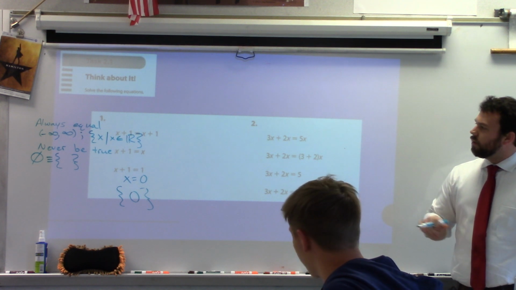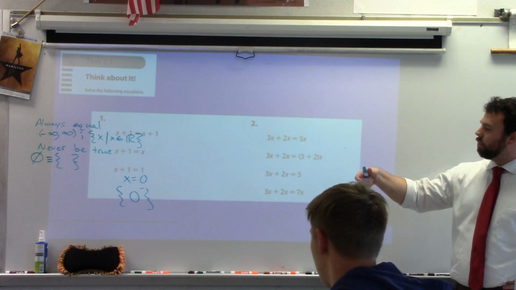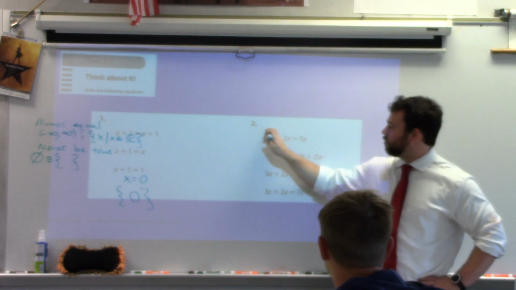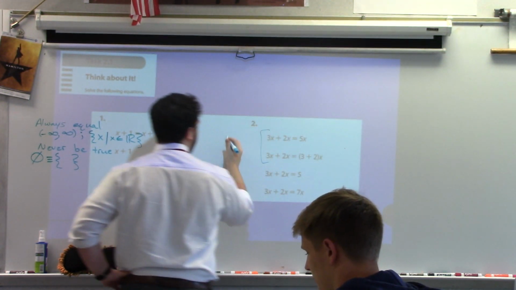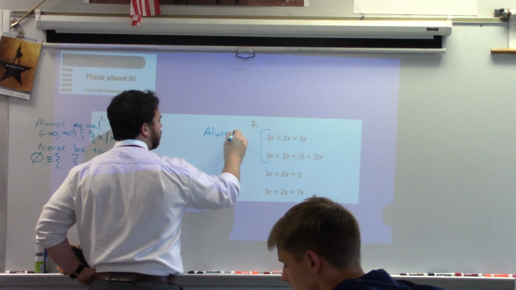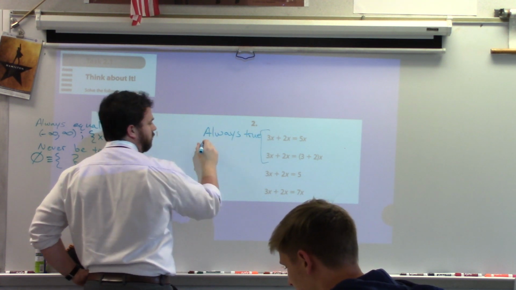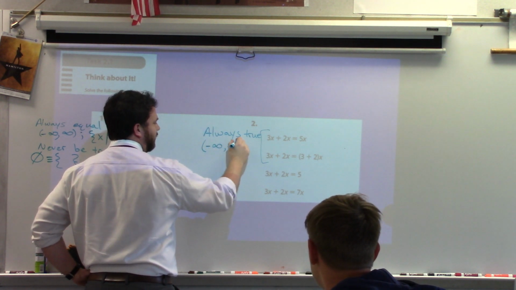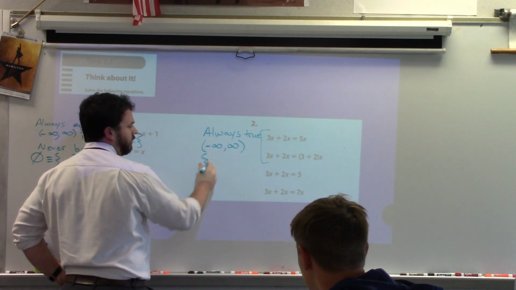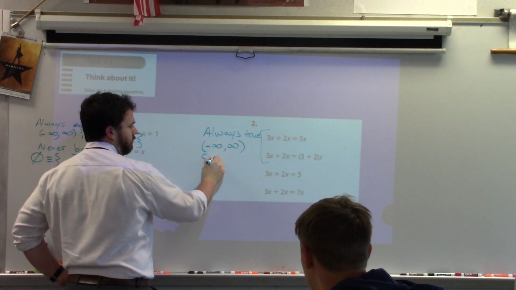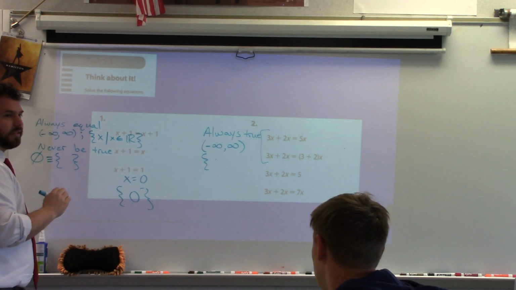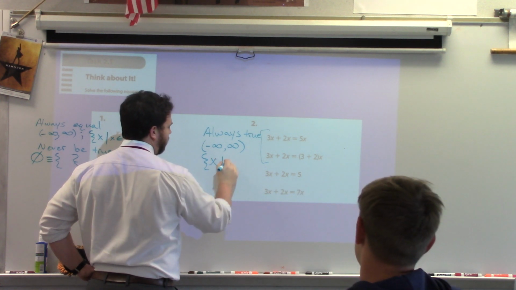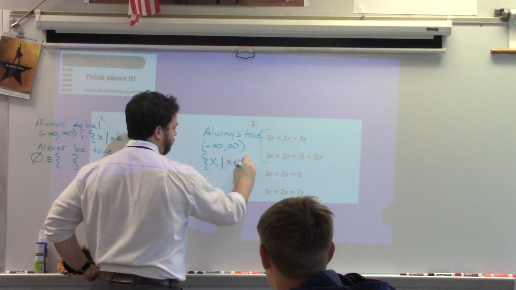Okay. So now though is where I want to pull on some really important ideas that I heard both the groups actually talking about. Everyone agreed that these two equations were going to always be true, correct? So then the solutions are negative infinity to infinity, or in set notation, the set of x, right, the variable, when x is an element of the real numbers, right?